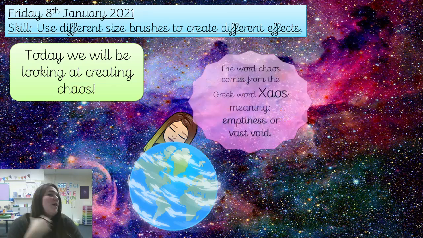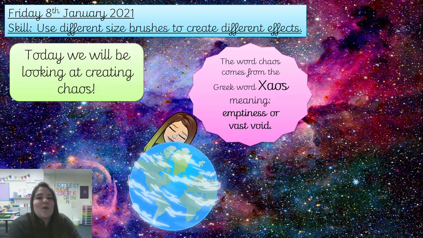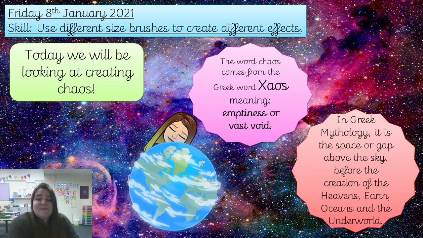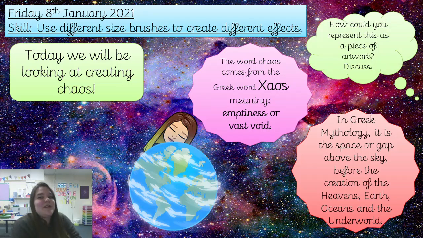Now the link to our topic is the Greeks. So the word chaos comes from the Greek word khaos, meaning emptiness or vast void. So emptiness and vast mean the same thing, just means that there's nothing really there. So in Greek mythology, it is the space or gap above the sky before the creation of the heavens, earth, oceans and the underworld. So what I would like you to do is think about how you could represent this as a piece of artwork.